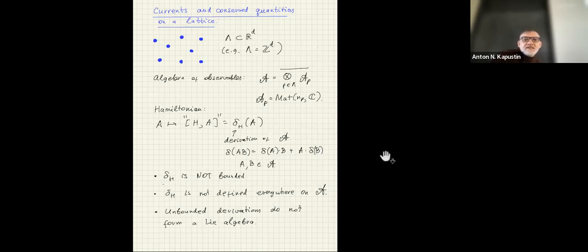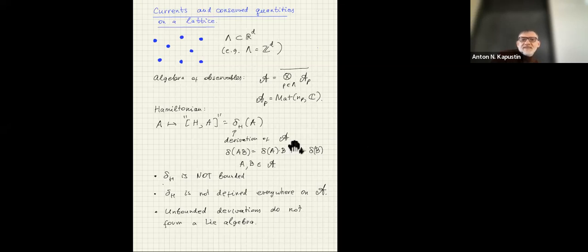As I already mentioned, you always start with an algebra of observables, which is a norm closure of some infinite product of matrix algebras. This curly A is usually called the algebra of quasi-local observables. When you define evolution, physically you say you need a Hamiltonian, and mathematically you mean you need a derivation of the algebra. Physicists would write this derivation as a commutator of some Hamiltonian with the observable.